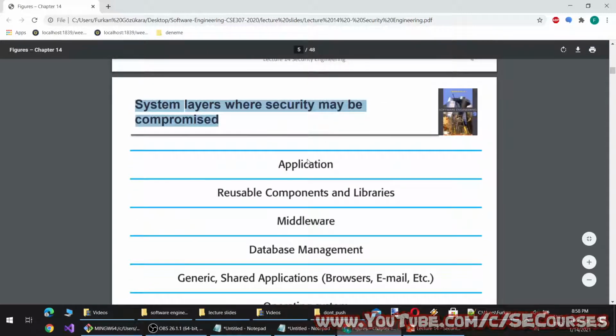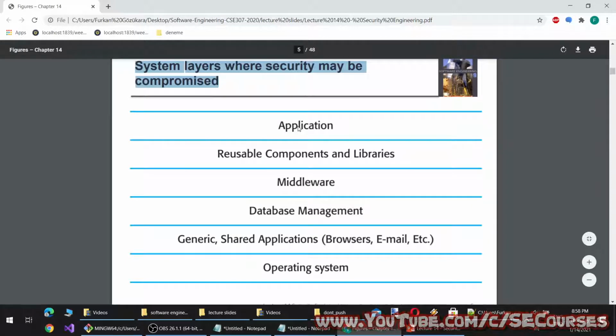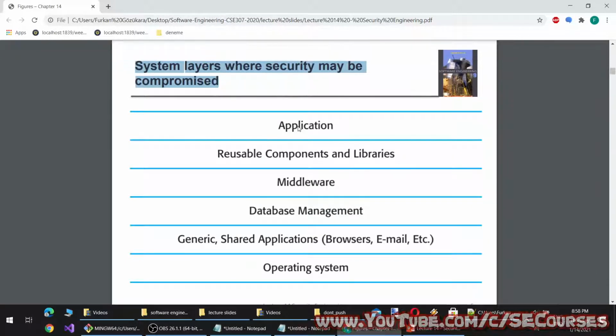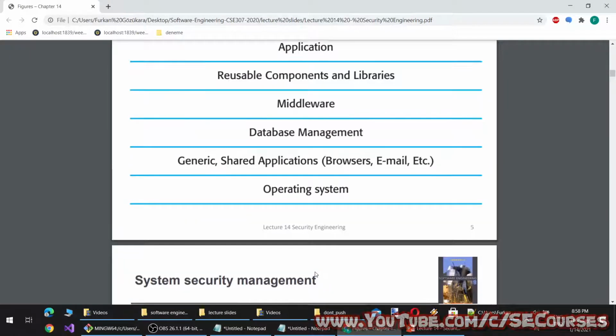System layers where security may be compromised. There are multiple system layers where security may be compromised, such as the application layer, reusable components and libraries, middleware, database management, generic shared applications such as browsers and email, and the operating system.